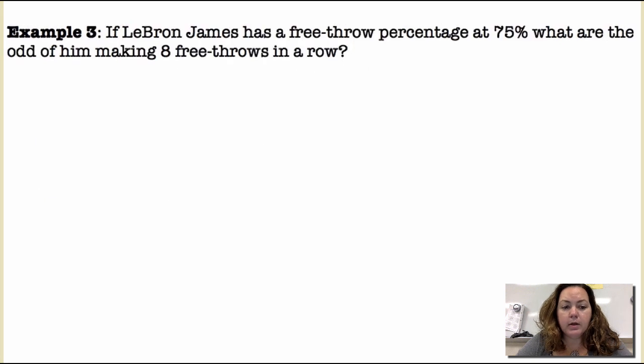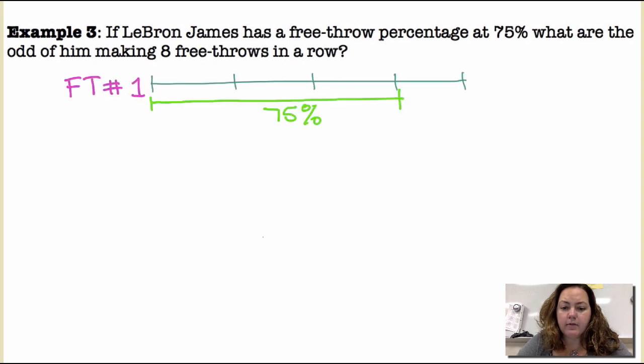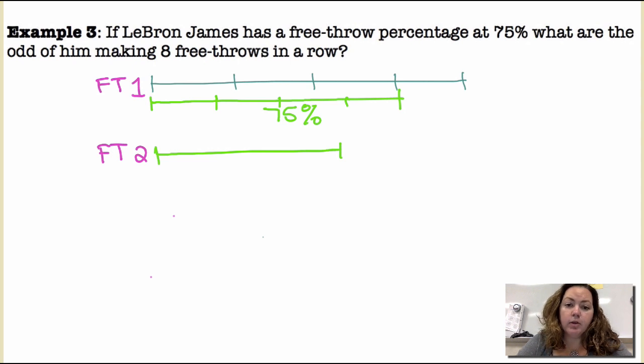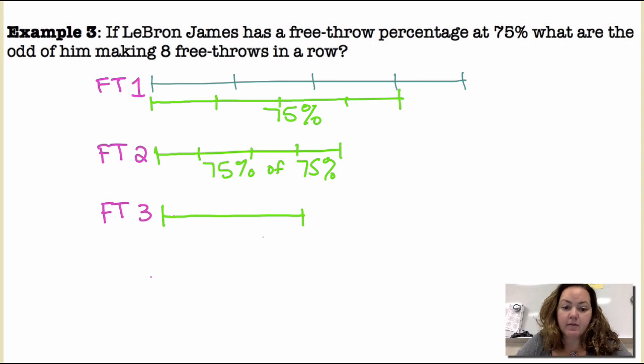All right, example 3. If LeBron James has a free throw percentage of 75%, what are the odds of him making 8 free throws in a row? All right, so free throw number 1. If he has a 75% chance, that's what it looks like, right? Then free throw number 2, the next one, he's going to make 75% of the free throws he made before. So 75% of 75%. And then free throw number 3 is 75% of 75% of 75%.